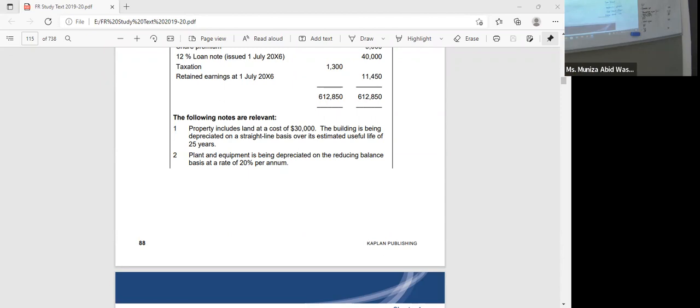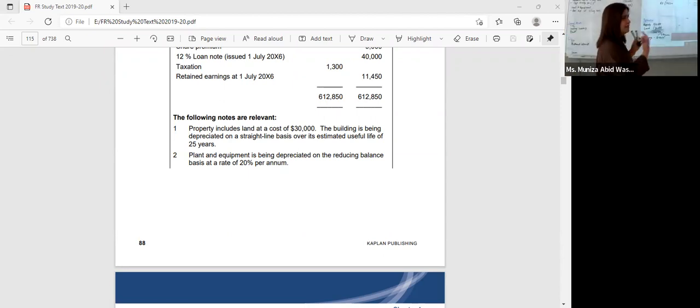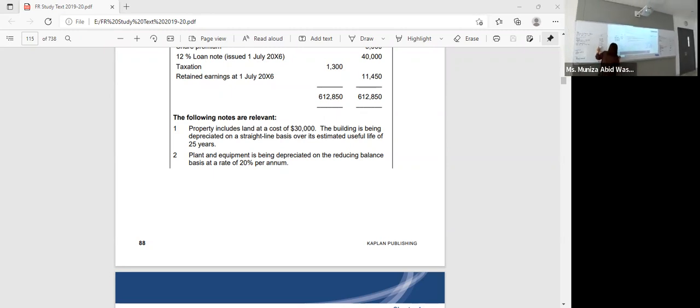the rate of 20% per annum. Now on plant and equipment, we have a depreciation on reducing balance basis. So when we are using the reducing balance basis, we have to calculate the depreciation on carrying value of an asset. So now we can calculate the depreciation on plant and equipment. Plant and equipment carrying value at the start of the year has been how much? 176,200 minus 486,000. How much carrying value is there?